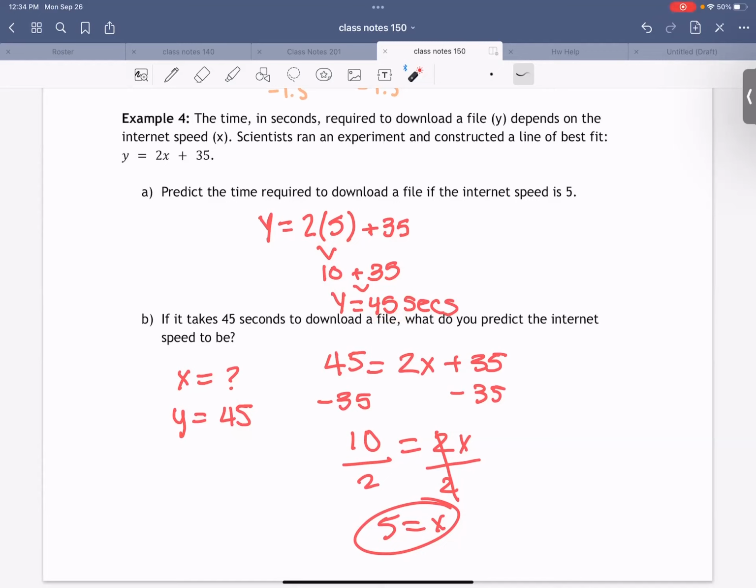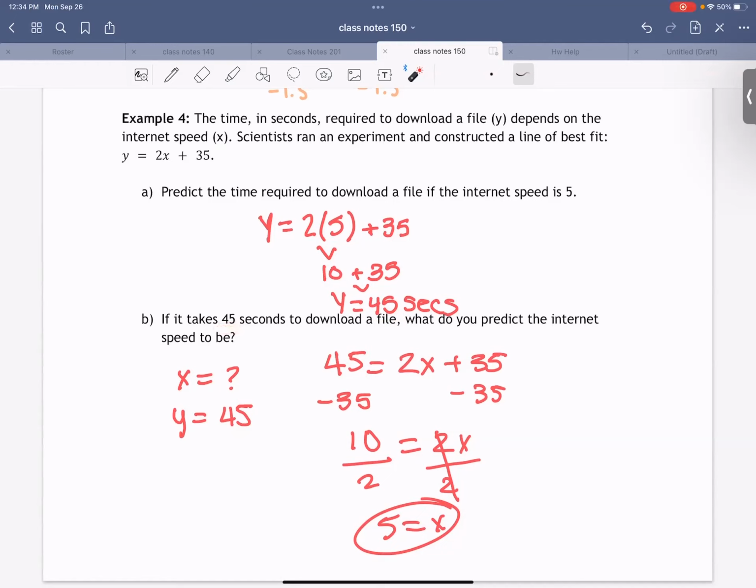Any questions for part A? All right. The main thing I see students getting confused about is, okay, what do I plug in? Do I plug in 5 for X or 5 for Y? If you're ever confused, just write the X and Y on the side, and I promise you it helps a little bit. It definitely helps me. All right, part B asked us if it takes 45 seconds to download a file, what would I predict the internet speed to be?